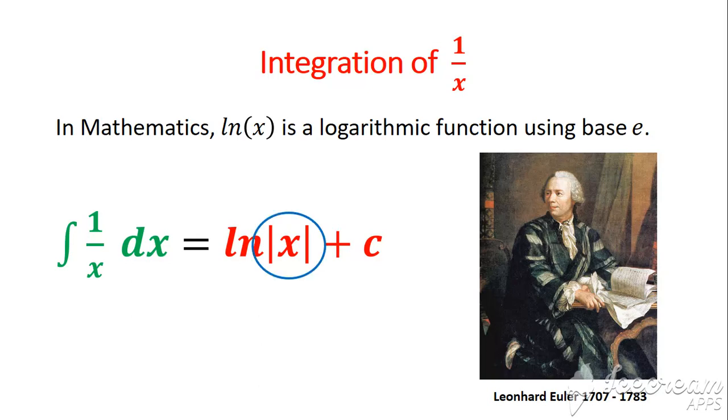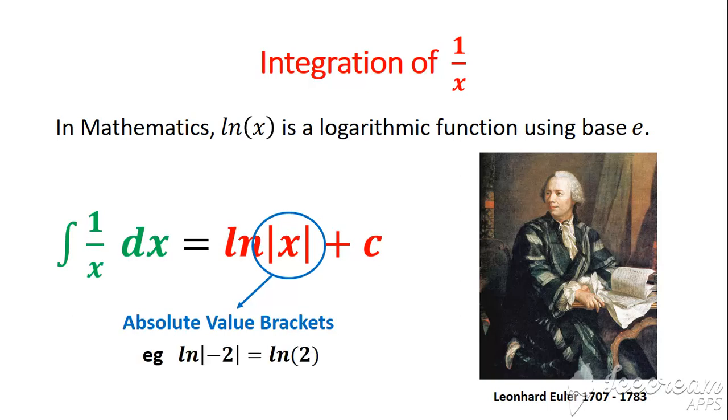Now, we're using these straight brackets, and the reason we're doing that, these are called absolute value brackets, is because we cannot take the natural log of a negative number. So what these absolute value brackets do is they take anything that's negative and automatically turn it into a positive. So if I try and take the natural log of the number -2, it's the same as just taking the natural log of the number 2.